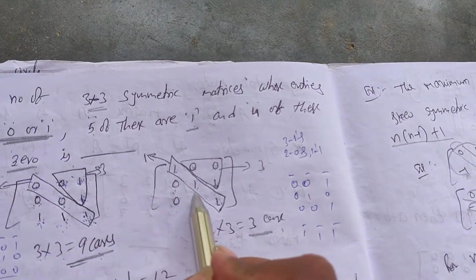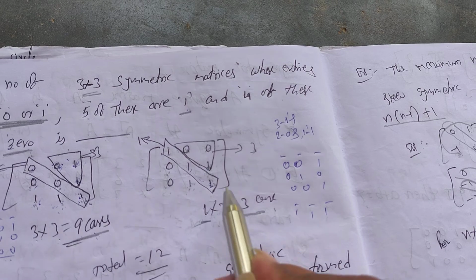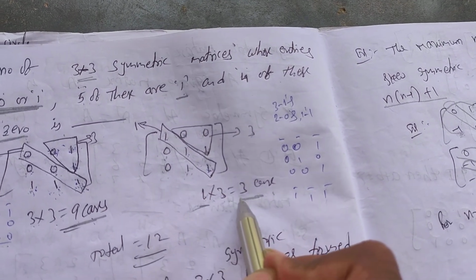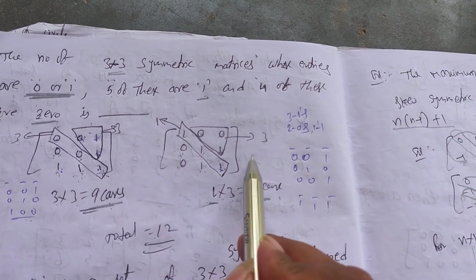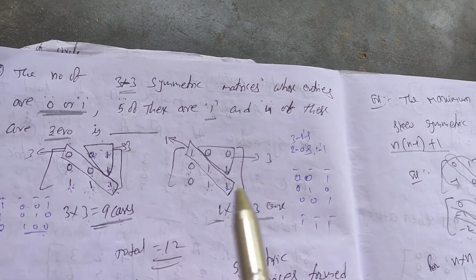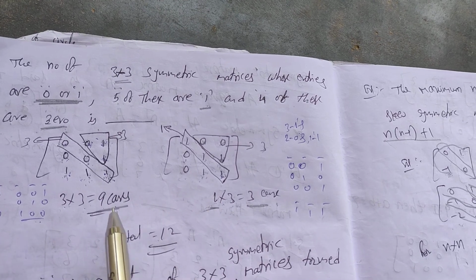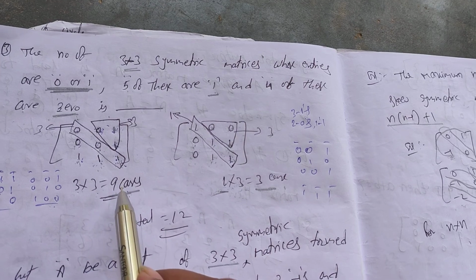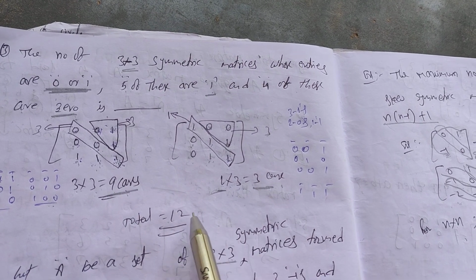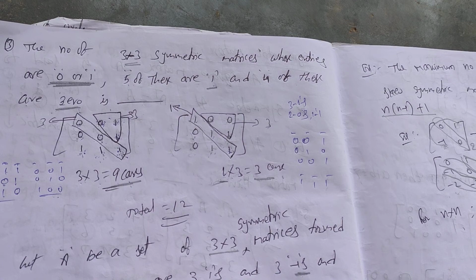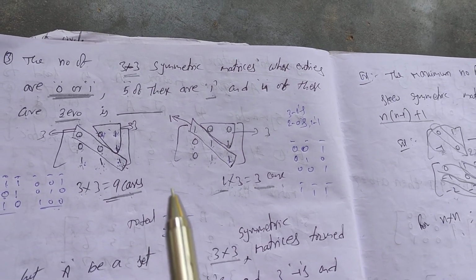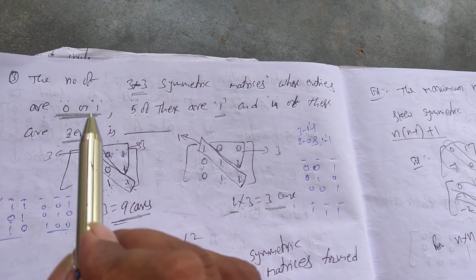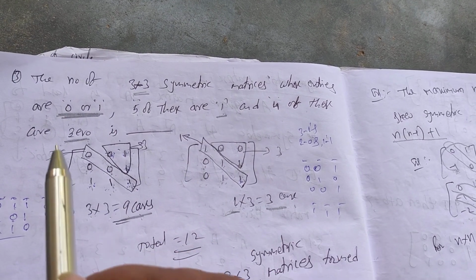So for filling the principal diagonal elements there is 1 way, and for these three blank places there are three possibilities. So total 1 into 3, that is equal to 3. Here we completed the work separately, and here we completed the work separately, so in this case we have to add both cases. So what is the answer for this question? For the first case 9, for the second case 3. So total 9 plus 3, 12 possibilities. So 12 different symmetric matrices we can get by using 0 or 1, where 5 of these are 1 and 4 of these are zeros.